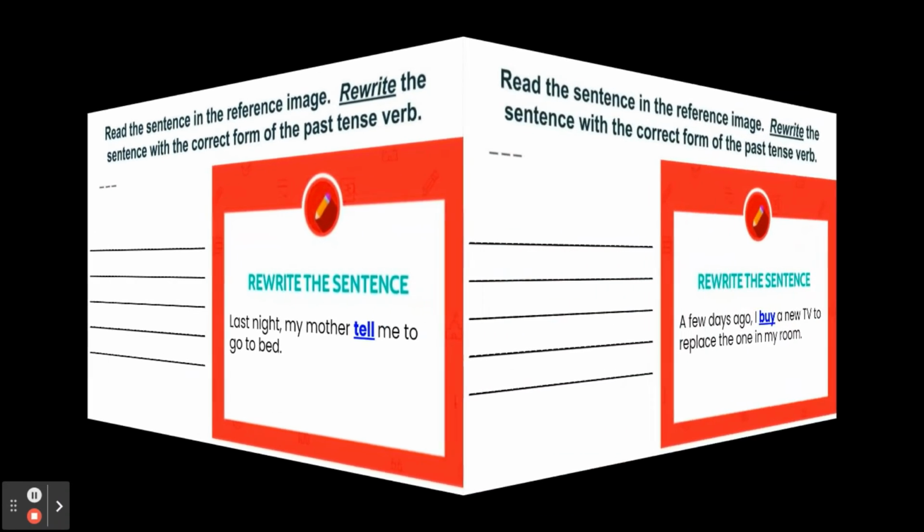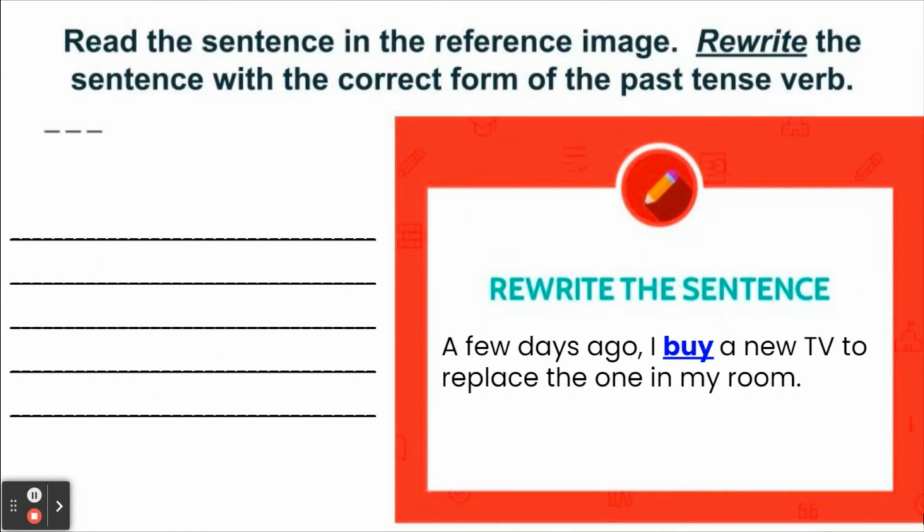Okay, so let's look at another example. Again, read the sentence in the reference image. Rewrite the sentence with the correct form of the past tense verb. A few days ago, I buy a new TV to replace the one in my room. So as you notice, the verb buy is in the incorrect form. It needs to be in the past tense. Okay, so just take a few minutes, pause the video, and rewrite this sentence.